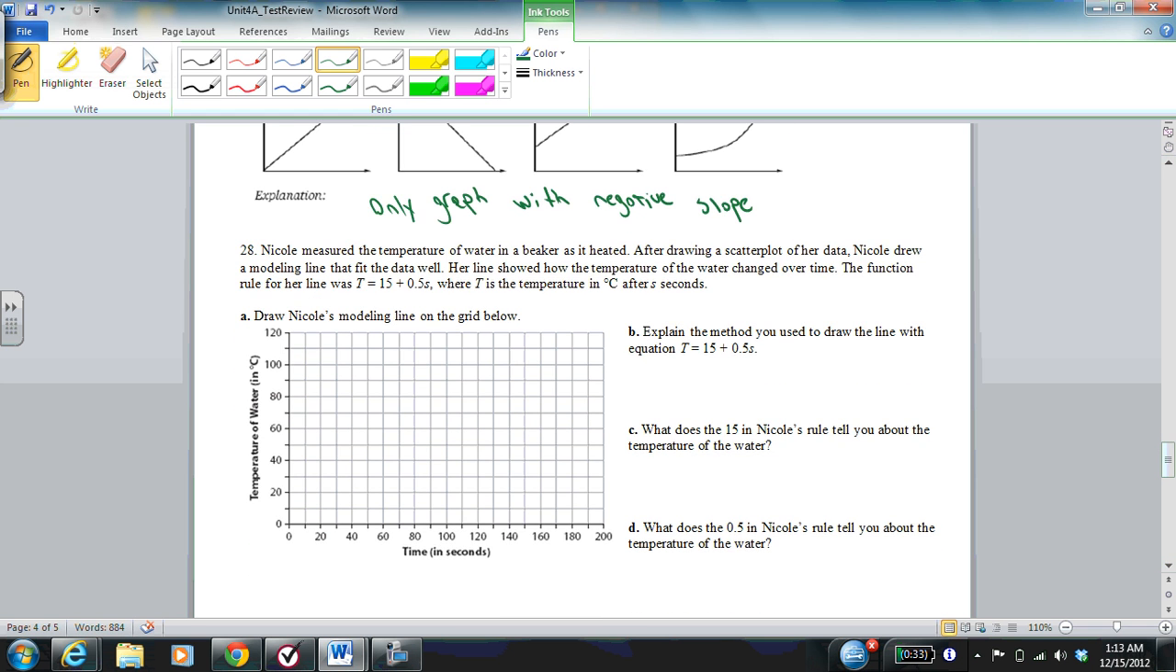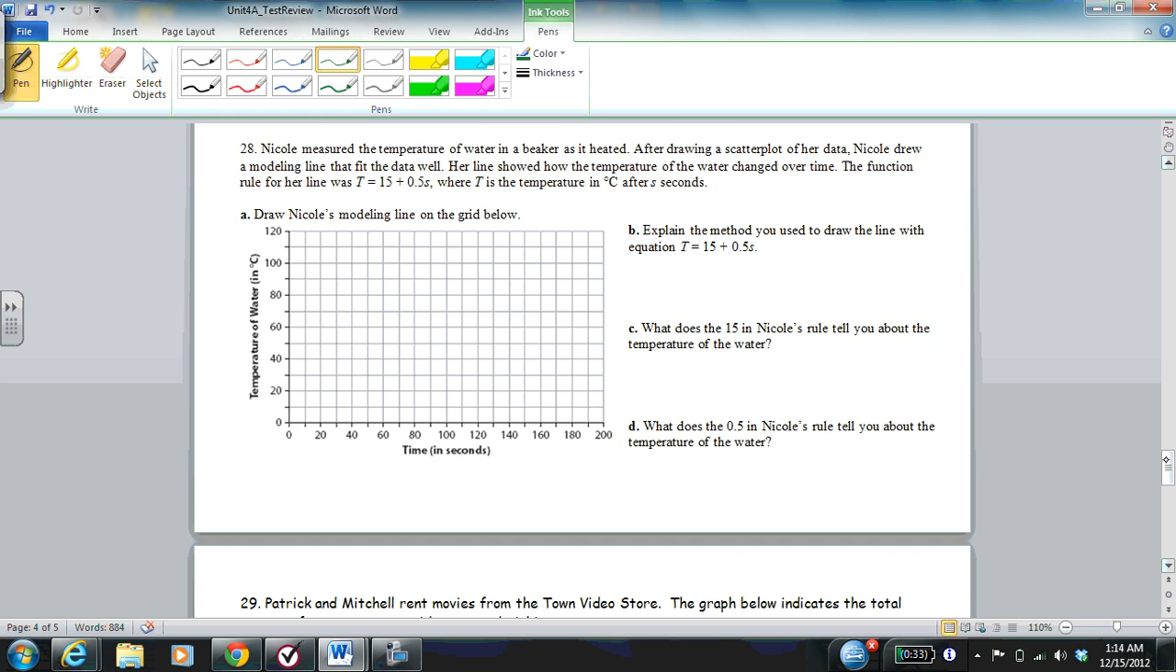Now in 28, we've got Nicole measured the temperature of water in a beaker as it is heated. After drawing a scatter plot of her data, Nicole drew a modeling line that fit the data well. Her line showed how the temperature of the water changed over time. The function rule for a line was t equals 15 plus 0.5 s, where t is the temperature in degrees Celsius after s seconds. So first we want to draw Nicole's modeling line on the grid below.